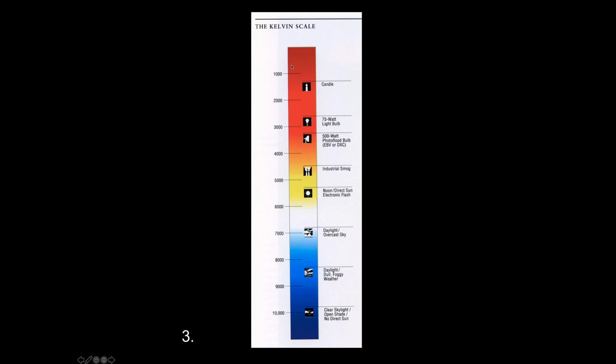So again, notice that the lower the temperature towards the top here, the warmer the light, something like a candle here. As we start to warm up the temperature, we get more of a yellow light, something closer to direct sun at noontime. And you warm that up more and more, we start to get a more bluish color. So here we have an overcast sky, or here at 10,000 Kelvin, something more in the shade.